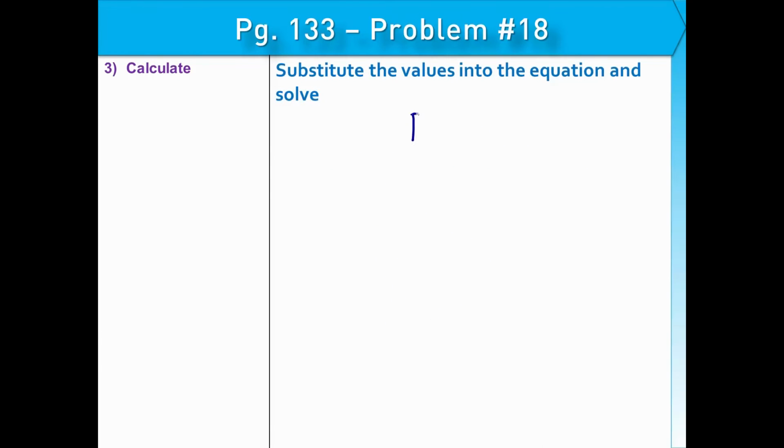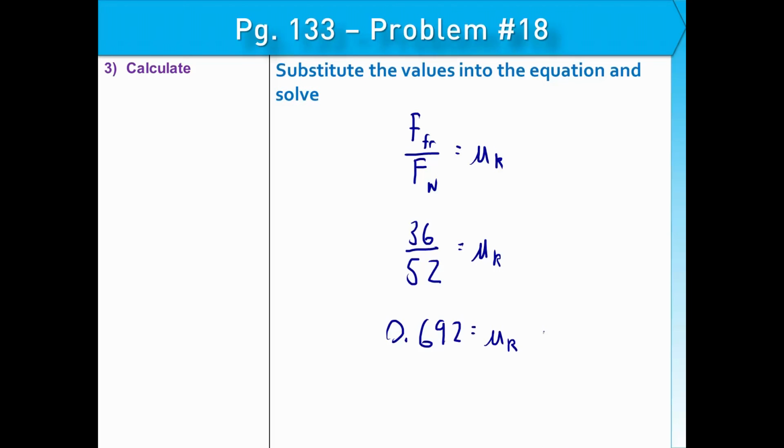So with my force of friction divided by the normal force, I get that equal to the coefficient of kinetic friction. I'll go ahead and plug in my two values. My force of friction was 36 newtons. My normal force is 52. Set that equal to the coefficient. Just let 36 divide by 52. I should get 0.692 is equal to the coefficient of kinetic friction.